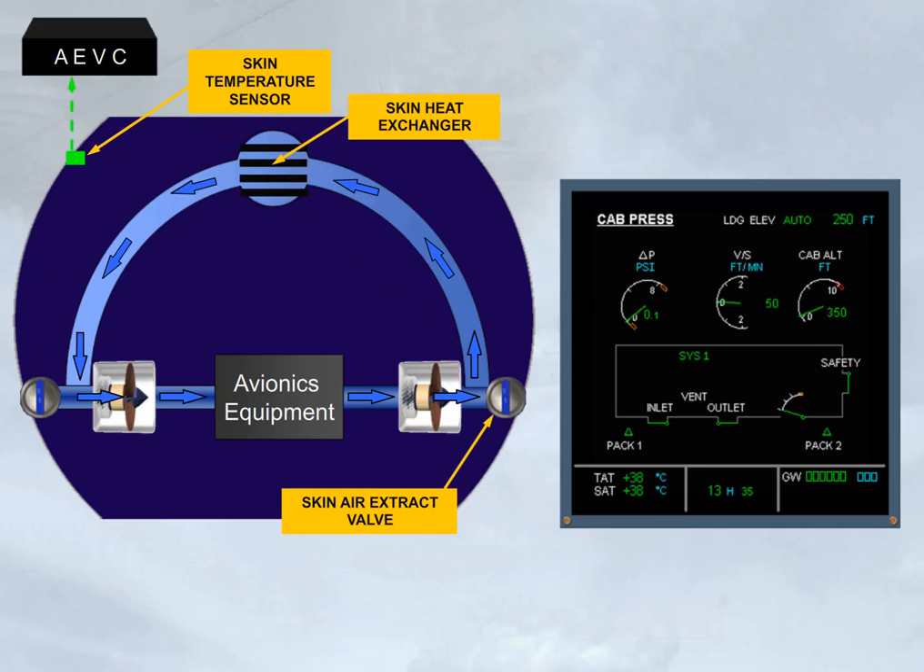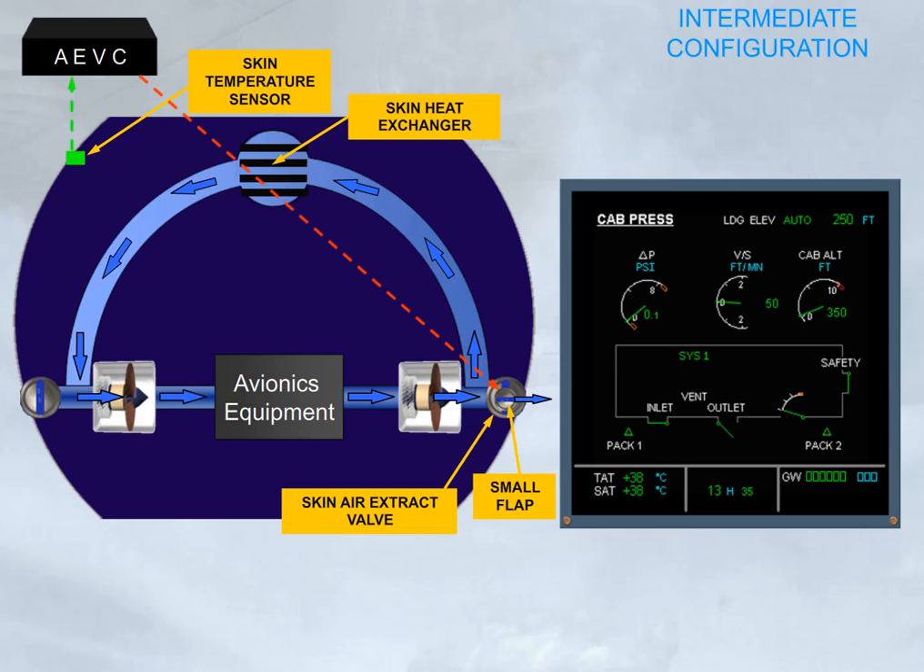On ground with thrust at takeoff, or in flight, if the skin temperature is high, a small flap opens in the closed extract valve. This is the intermediate configuration.